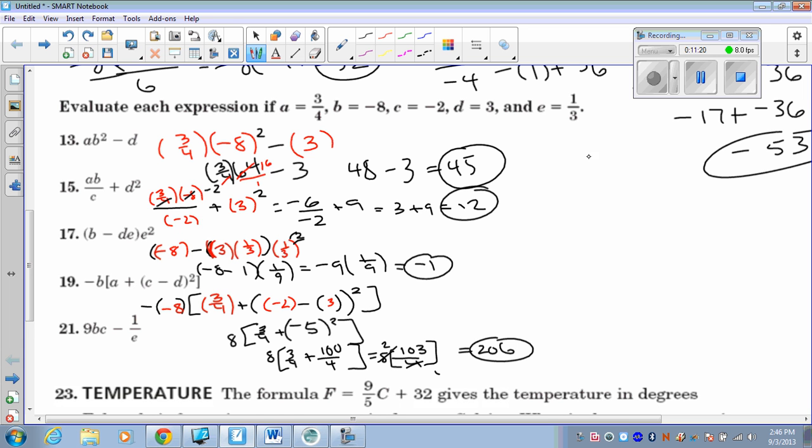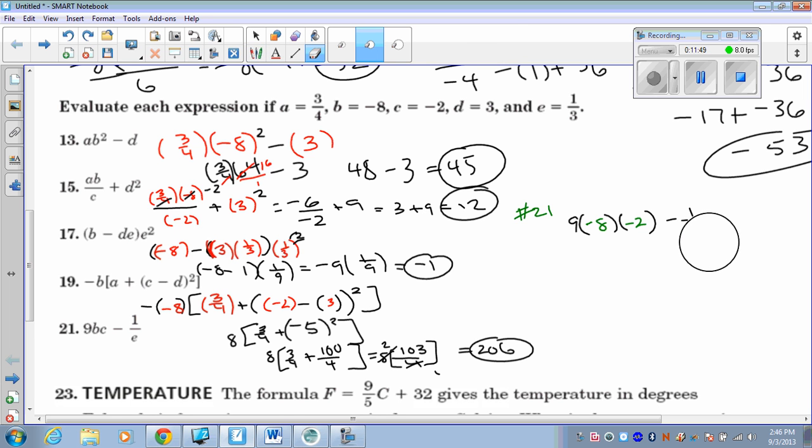Over here, number 21. It's because I have more space over here. We have 9 times B, they say, is negative 8. C, they say, is negative 2. And minus 1 over E, they say, 1 over E, they have 1/3. So we got a fraction within a fraction there.